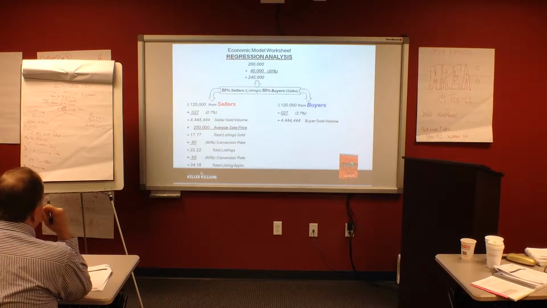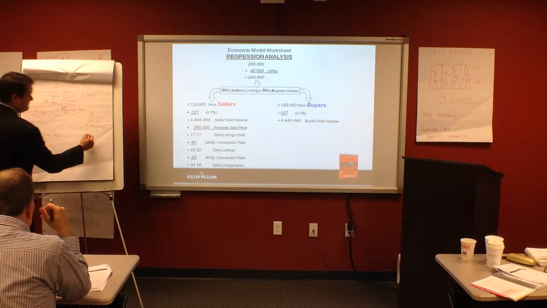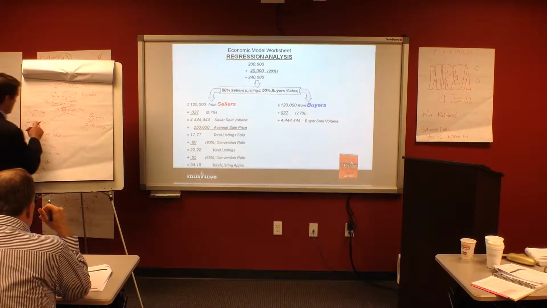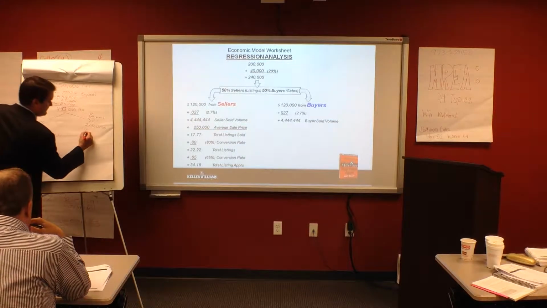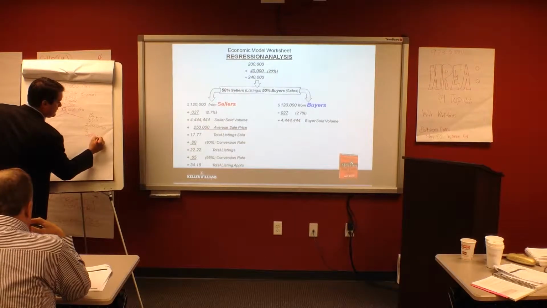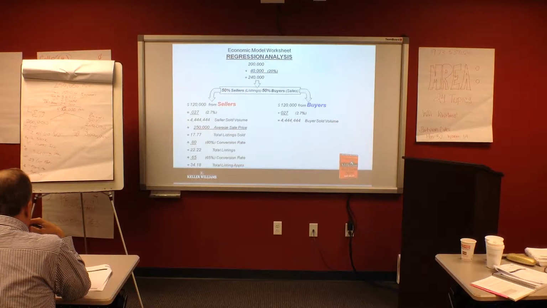Anybody? 7.3? 7.3 million? No, this was 2.75 over here. So it should be a little bit higher. $8 million. So we need $8 million in buyer sold value in order to make $200,000.